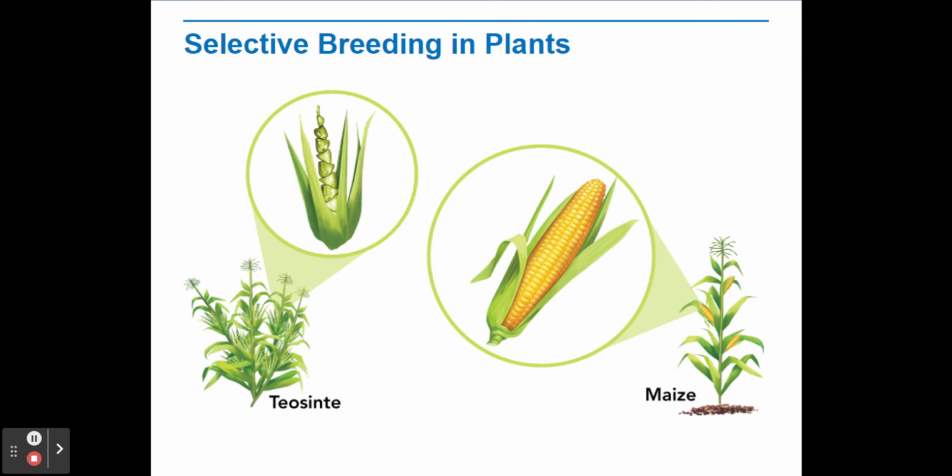Here we have two plants. And from the text, if you read that first section here, you read about this plant called, I think it's called Teosinte.